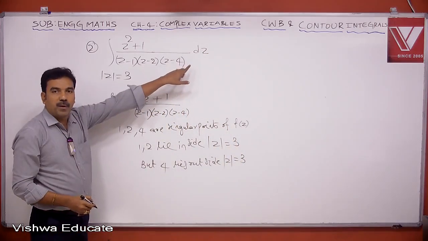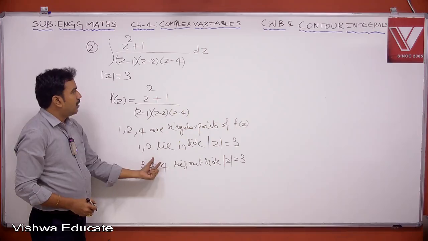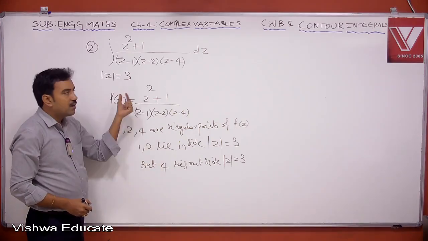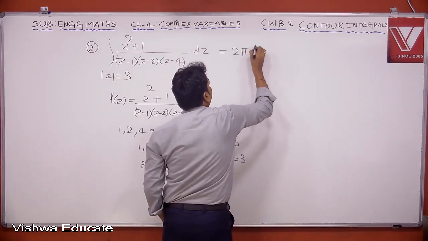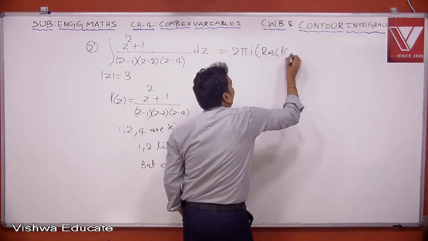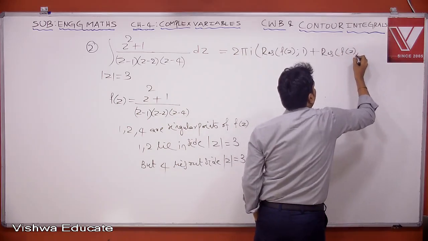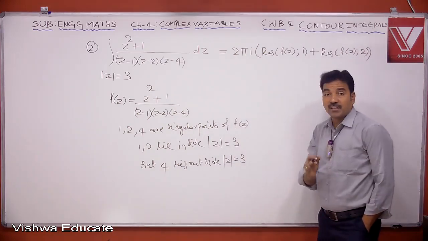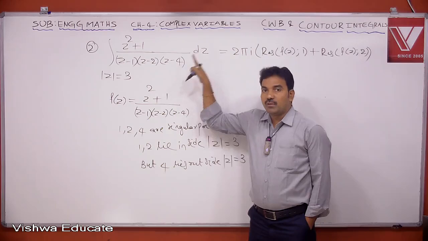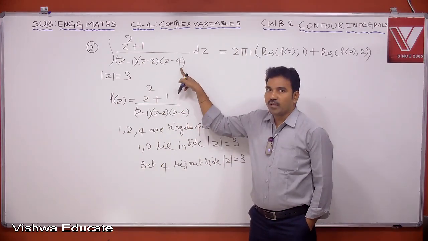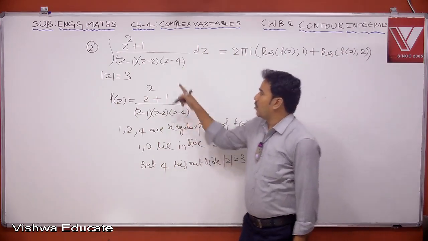This is again 2 pi i times residue at 1 plus residue at 2 only, because 4 does not belong to this circle, so you need not find the residue of this function at 4. So this result is again 2 pi i into residue of f of z at 1 plus residue of f of z at 2. But don't expect the same answer as previous. Previously z minus 4 was not there in f of z, so you got 6 pi i. But here z minus 4 is there. The formula will be the same, but the result will be different, because f of z is this.